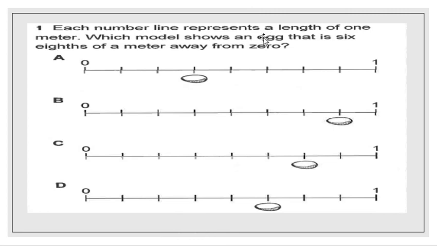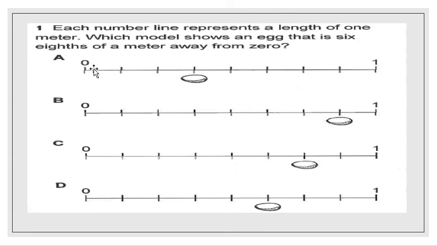Which model shows an egg that is 6/8 of a meter away from zero? So 6/8. The first thing you want to do as a review is count from 0 to 1, right? And when you're counting, this will always be 0, then you start counting right here. This would be 1. So 0, 1, 0, 1, 0, 1, 0, 1. From right there, you want to make sure that from right here to right here is 8 parts.